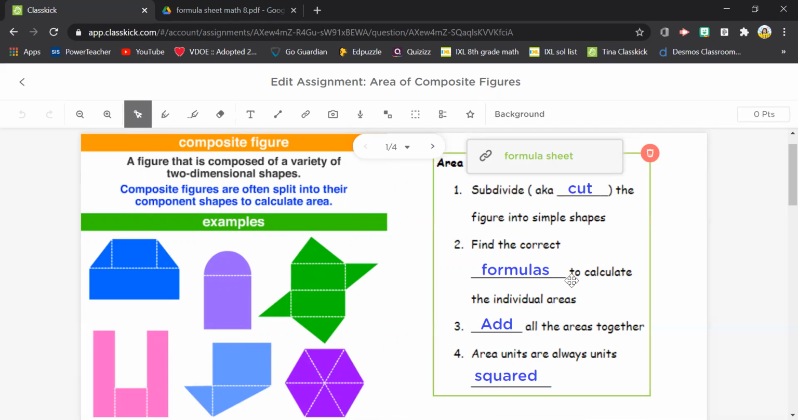Whenever we're finding the area, the first thing we need to do is subdivide or cut the figure into smaller shapes. Then we have to find the correct formulas, so calculate the area of each individual piece. Then we add them all together, and remember that area is always going to be units squared.